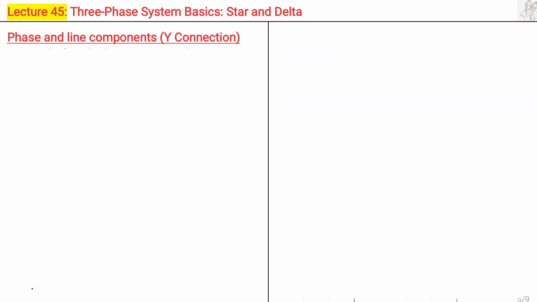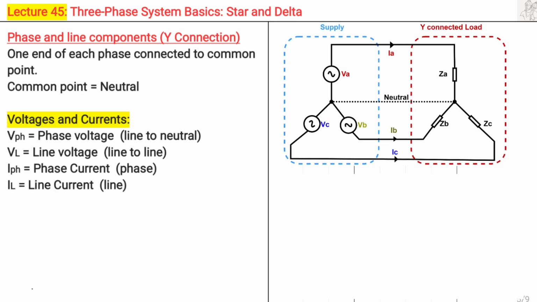Now phase and line components. Phase voltage is simply the voltage between line and neutral. So this one is the phase voltage.